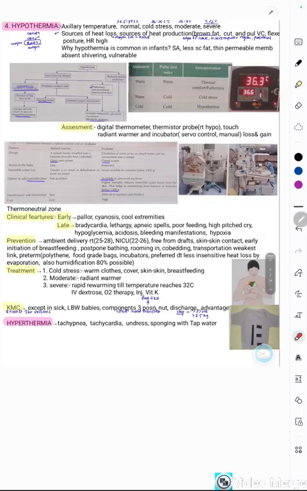If it's a moderate hypothermia, then radiant warmer. If it's a severe hypothermia, then rapid rewarming should be done up to 32 degrees Celsius. IV dextrose, oxygen therapy, and injection vitamin K for other manifestations.